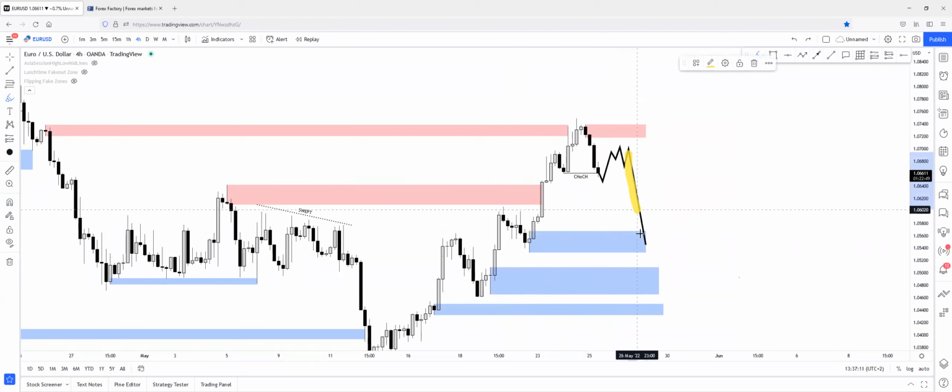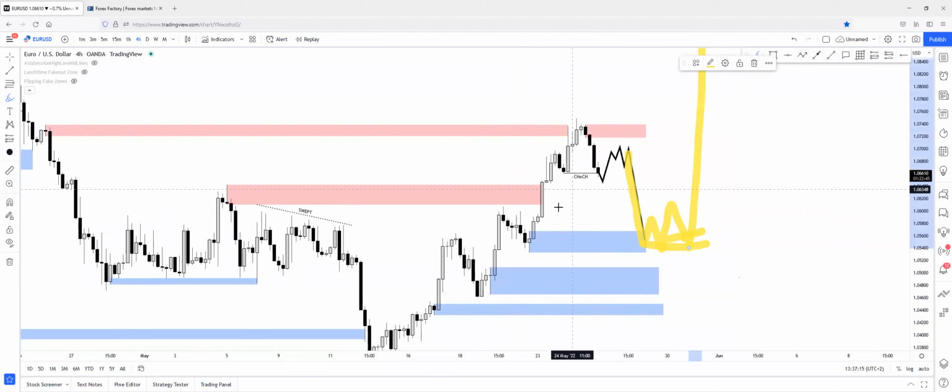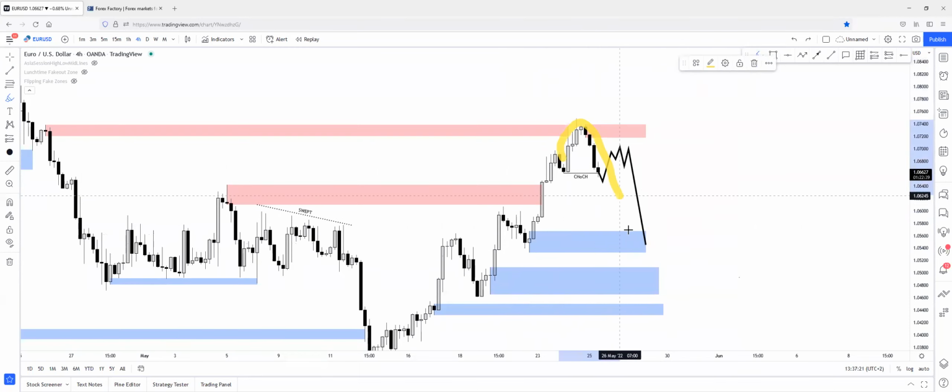If price taps this 4-hour zone first, and there will be a 15-minute change of character, then the main trend will be continued, because price has collected enough liquidity to continue the overall main trend to the upside. This could be just a pullback of the main trend because, as you can see, this isn't a real pullback.